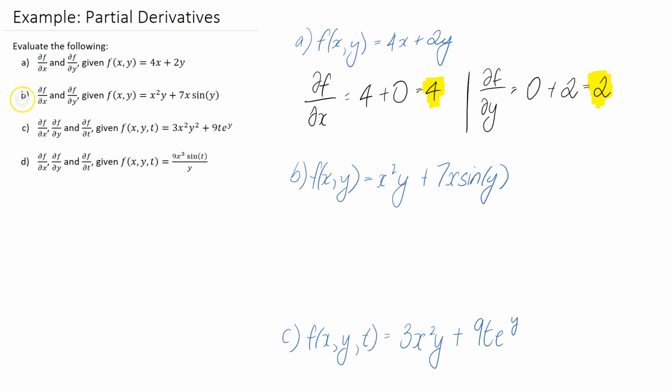Alright, so let's move on to the next one, part B. Again, we're asked to find the two partial derivatives for our function of x and y. And this one's going to be a little bit trickier because x's and y's are multiplied together within the same term. So I'll start it off again by looking for the derivative with respect to x. So looking here at our first term, remembering that everything other than x is being considered a constant. So that means that y is constant.